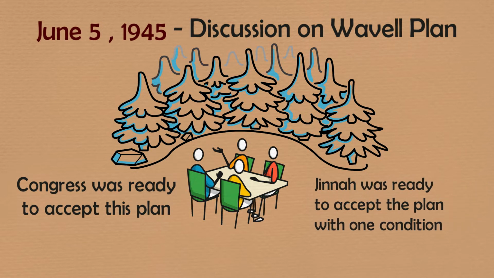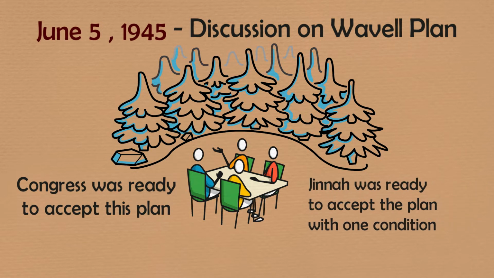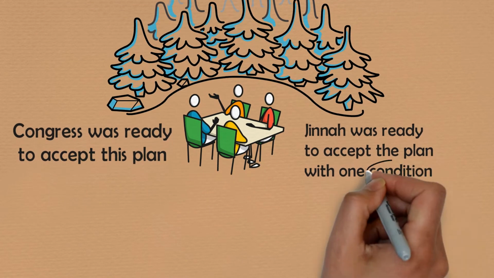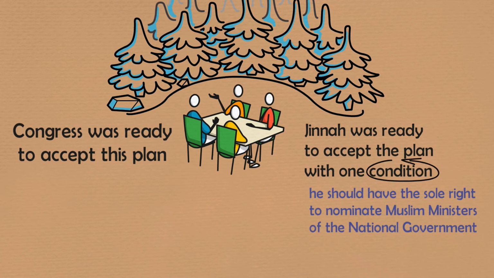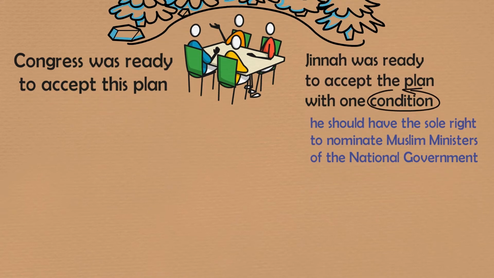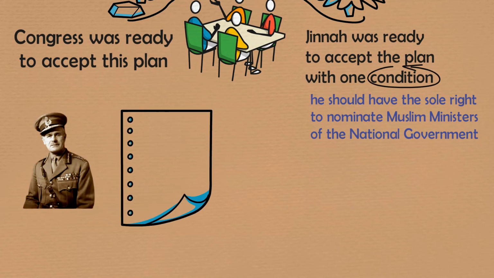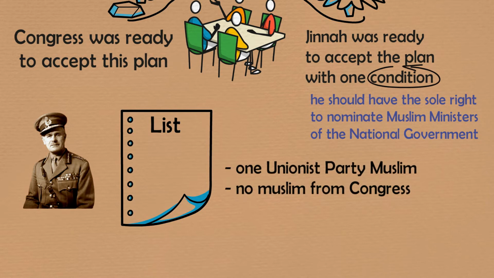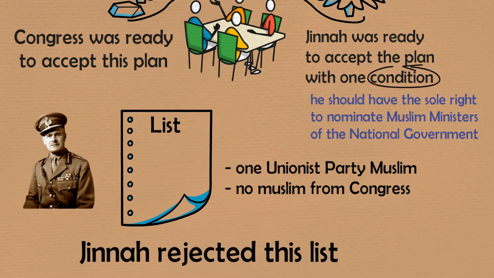And even though the plan said nothing about a separate Pakistan, Jinnah was ready to accept the plan. But he had one condition. He insisted that he should have the sole right to nominate Muslim ministers of the national government. Congress firmly opposed this. So Wavell made a list of members of the national government, which included only one Muslim member of the Unionist Party of Punjab. It included no Muslim members of Congress, but Jinnah rejected this list.